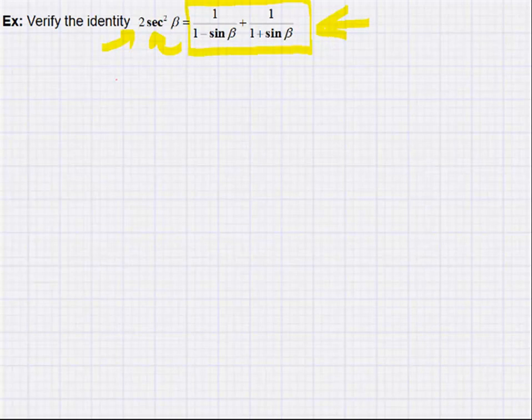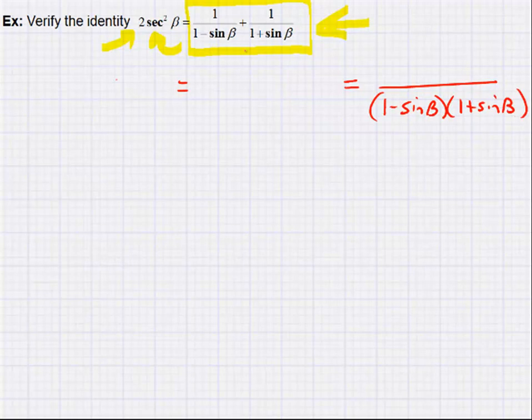So what can I do? Well, you have 2 fractions added together. First thing that should come to your mind is, let me add these 2 fractions together. So if I was to add these 2 fractions together, I would have to find a common denominator. The common denominator, well, let's do it this way. I'll slow it down for you a little bit. The common denominator would be 1 minus sine beta times 1 plus sine beta. It would be the 2 denominators multiplied together.